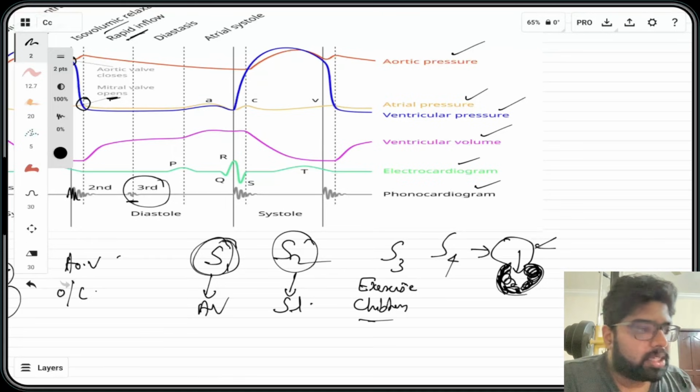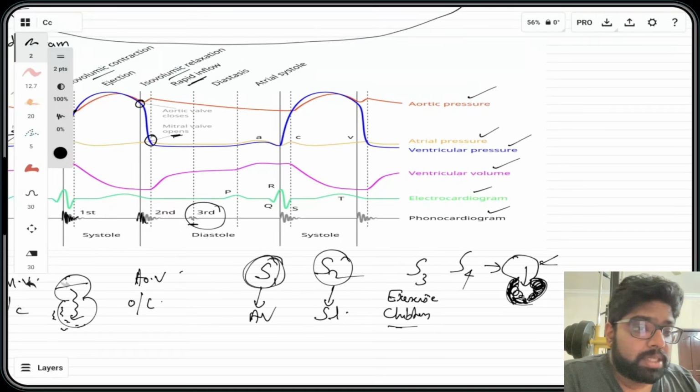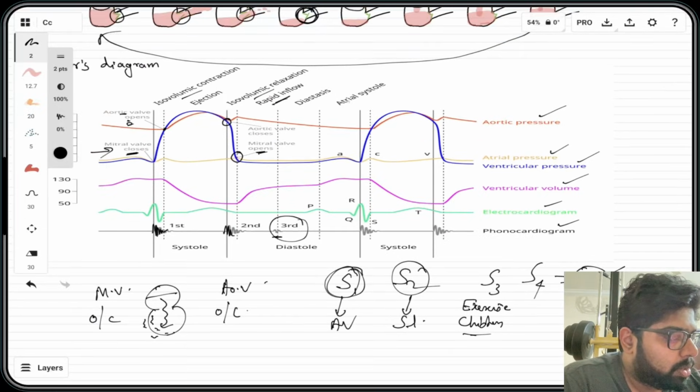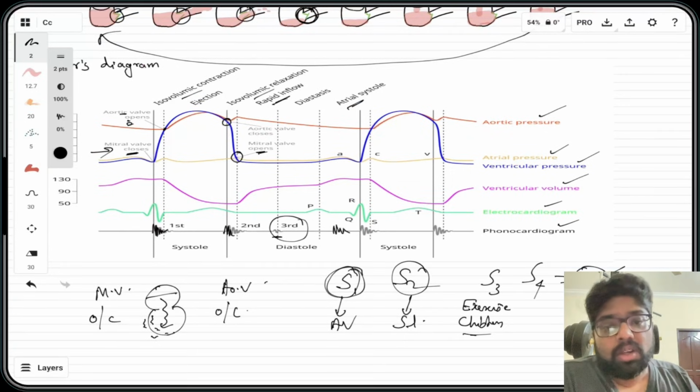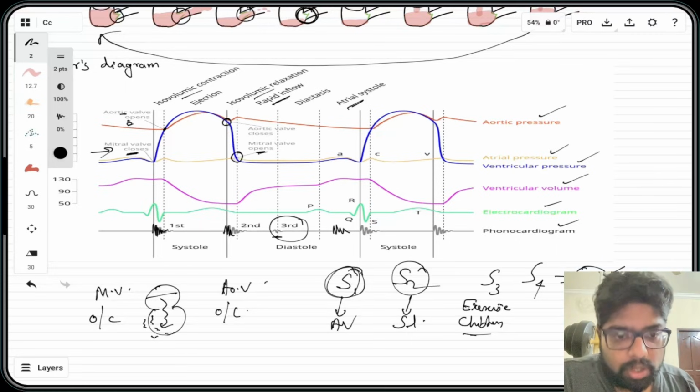So as you can imagine, S4 is going to be a pathological sound. S3 is physiological, but S4 is pathological. So when should S4 be present? When the atria contracts, right? So S4 should technically happen during atrial systole, something like this. That would be where S4 is usually present. A very important question: which phase of the cardiac cycle do the various heart sounds occur in?